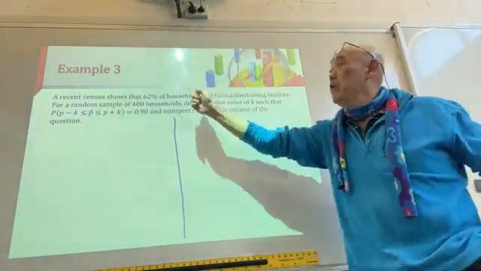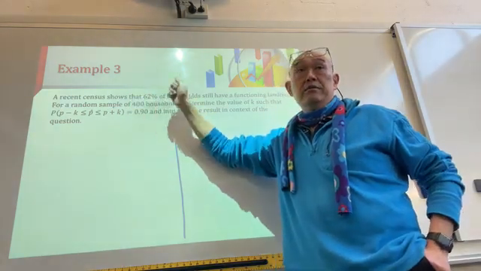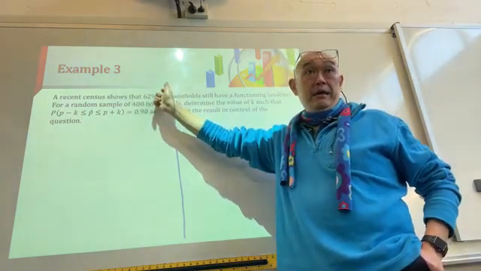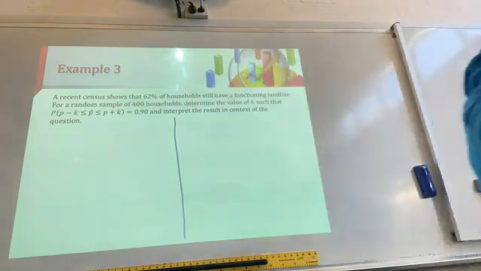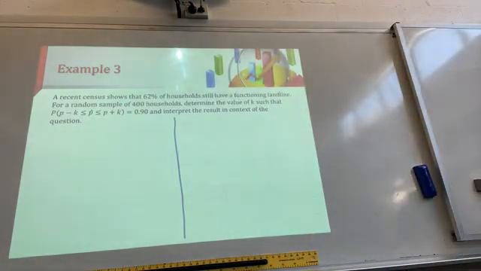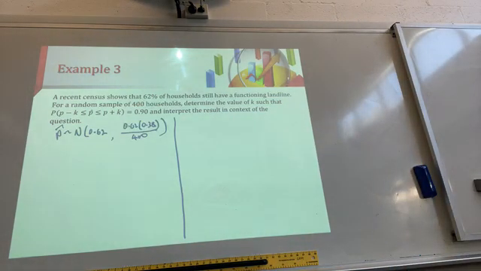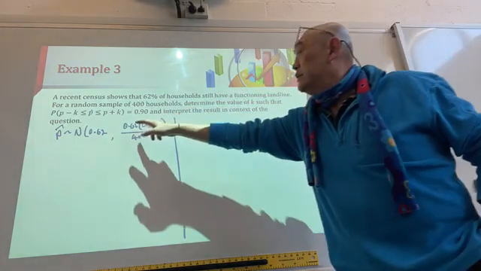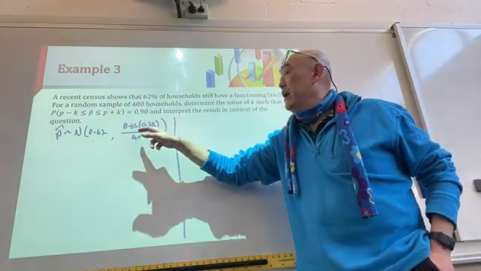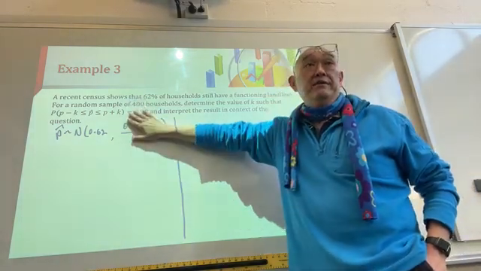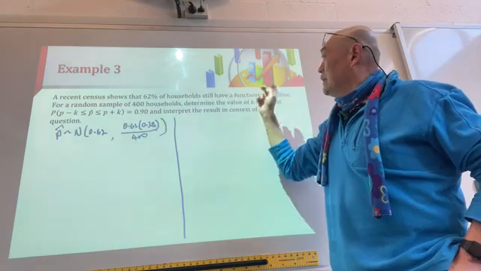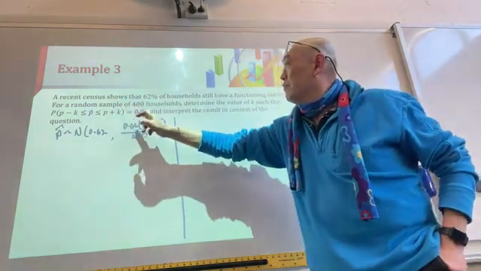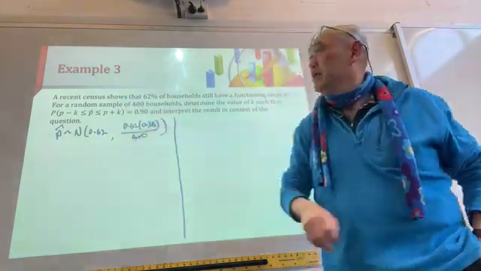We know this is a census, so we know the p. What we need to do is write out first: p hat is normally distributed, with mean 0.62 and variance 0.62 times 0.38 over 400. That's the variance, and we use n equals 400.